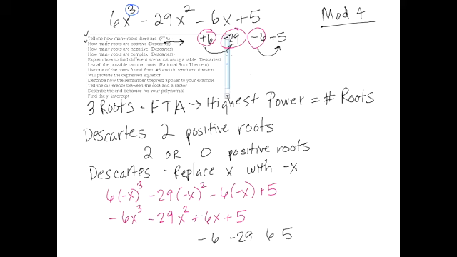How many sign changes are there? 1. And where does it occur? Between the negative 29 and the plus 6. Perfect. There is 1 negative root. Are there any other possible scenarios?